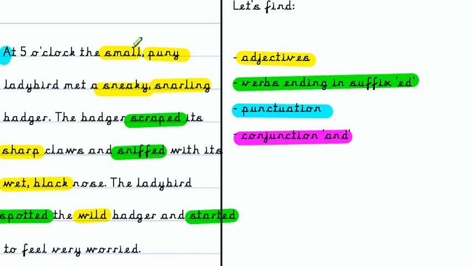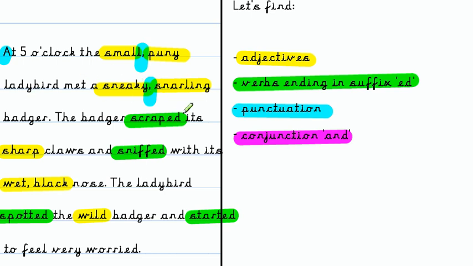At 5 o'clock, the small, and I can see in the middle here, I'm listing adjectives. I've got one adjective and then followed by another. So I've got a comma in here. There he is, a little comma. At 5 o'clock, the small, puny ladybird met a sneaky, snarling, that's a list. That's two adjectives. So we need to put a comma to separate them in there.